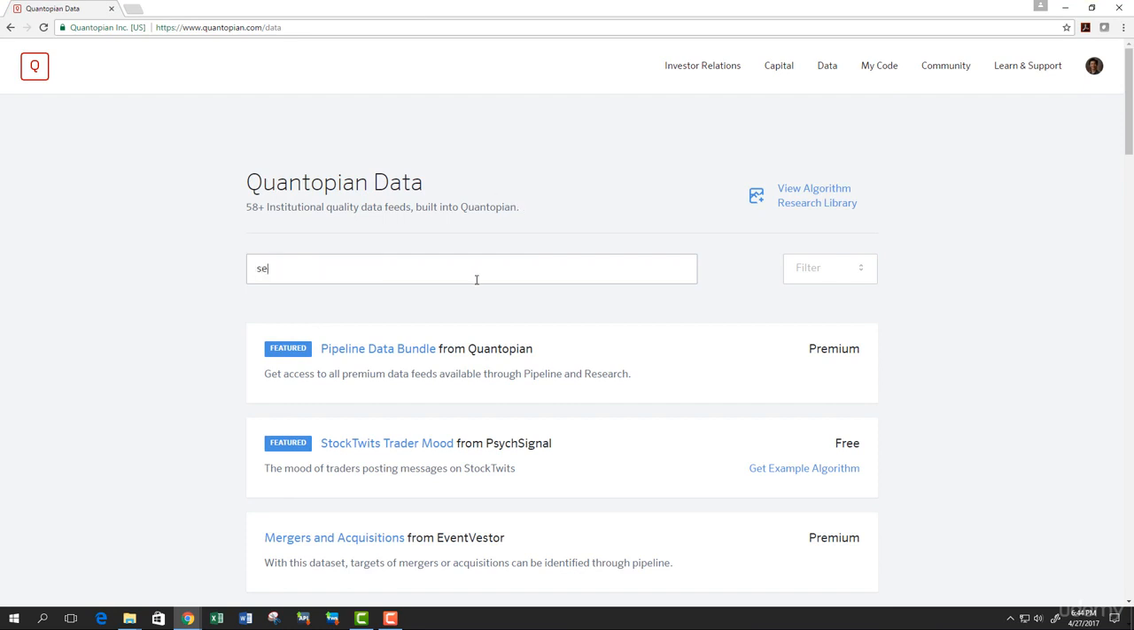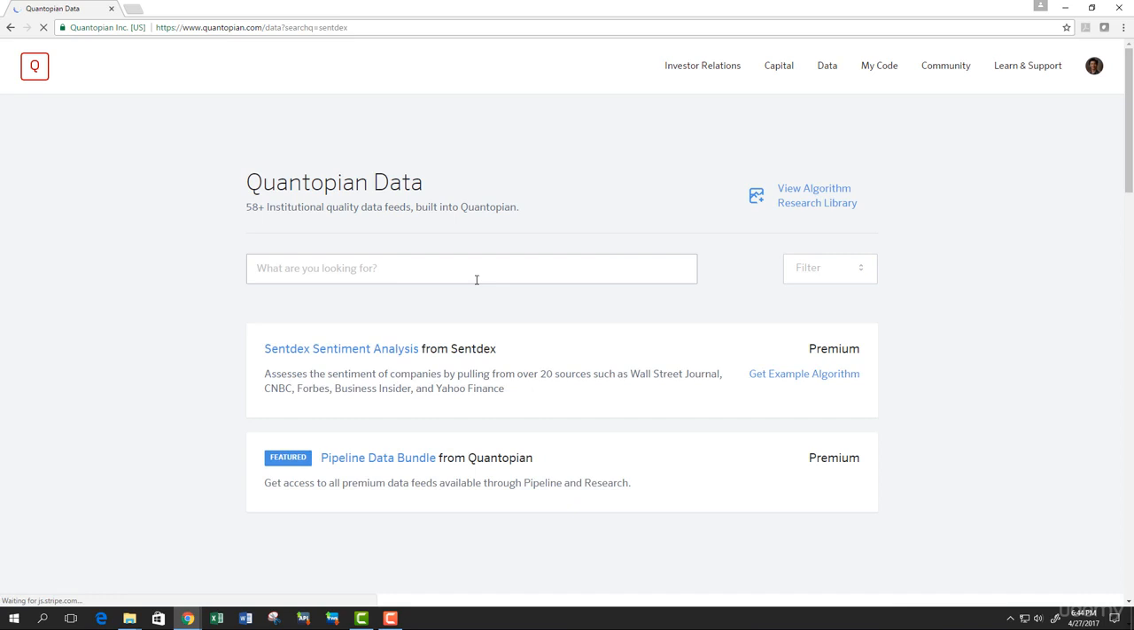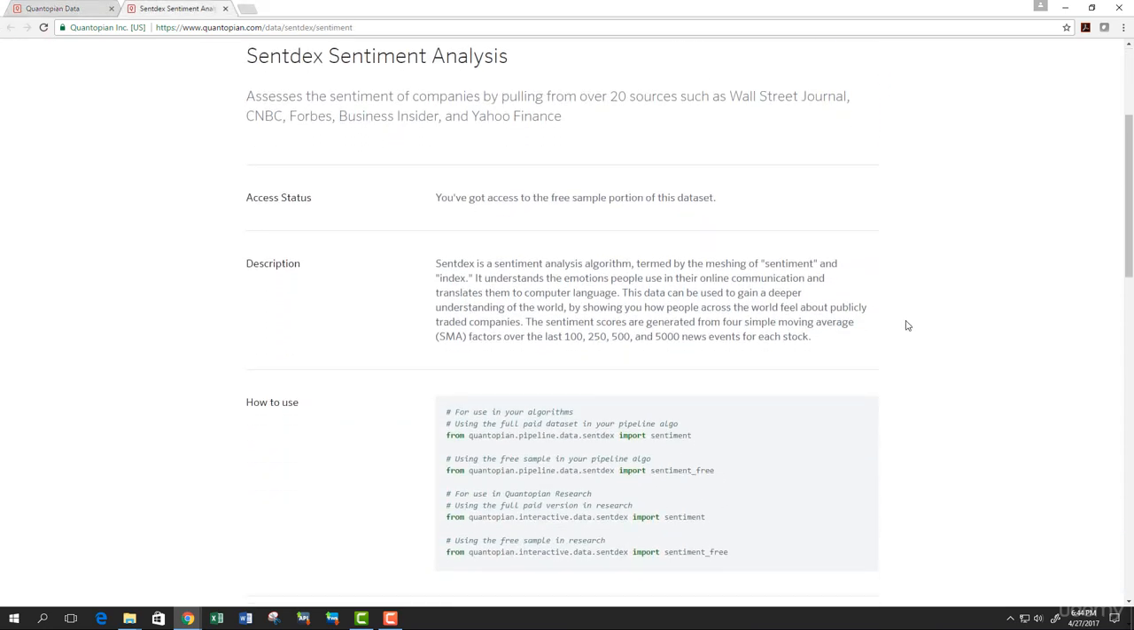So the next one that I do want to study and demonstrate is the data sets provided by Sentdex. If you look at this, it's Sentdex sentiment analysis, and the source that he obtained his raw data from is CNBC, Forbes, Business Insider, as well as Yahoo Finance and Wall Street Journal. So let's walk through some of these. He put in over 20 data sources. So apart from those that I've mentioned, there are other news sources that he looks at as well.